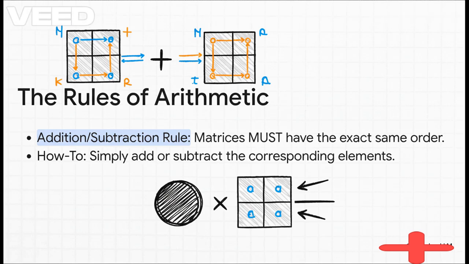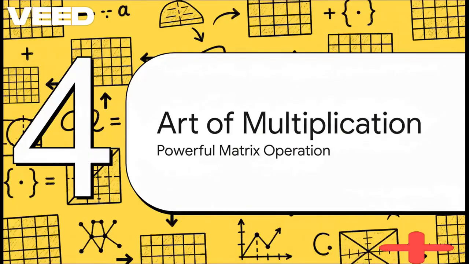That's it. If they are, you just add or subtract the numbers that are in the same spots. And for scalar multiplication, you just take one single number and multiply it by every single element inside the matrix. Done.